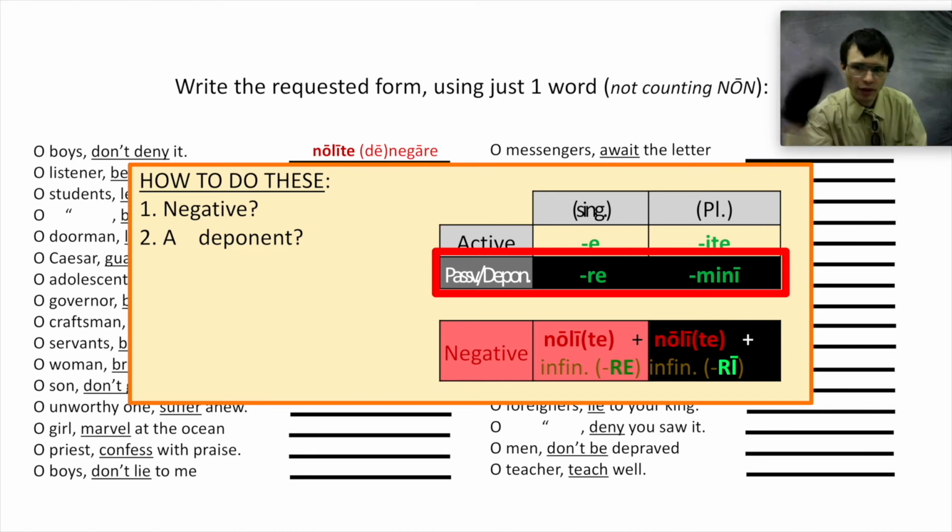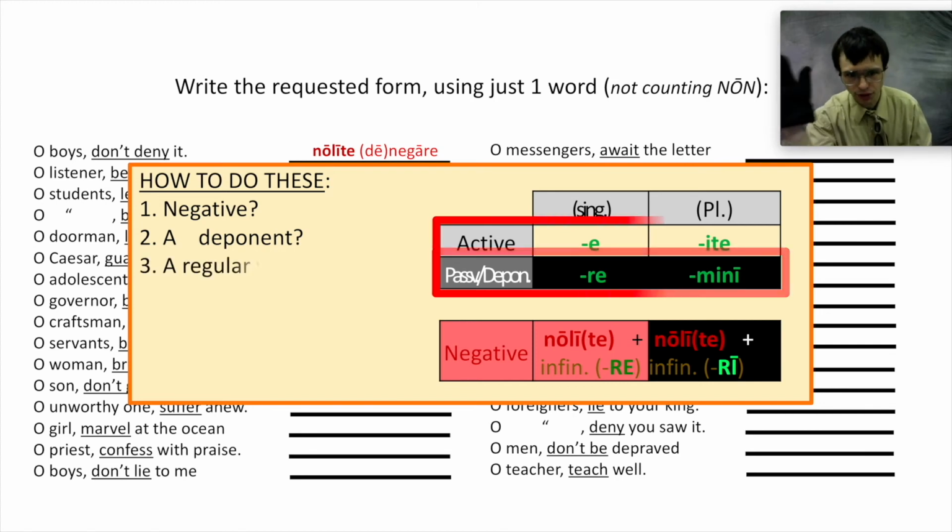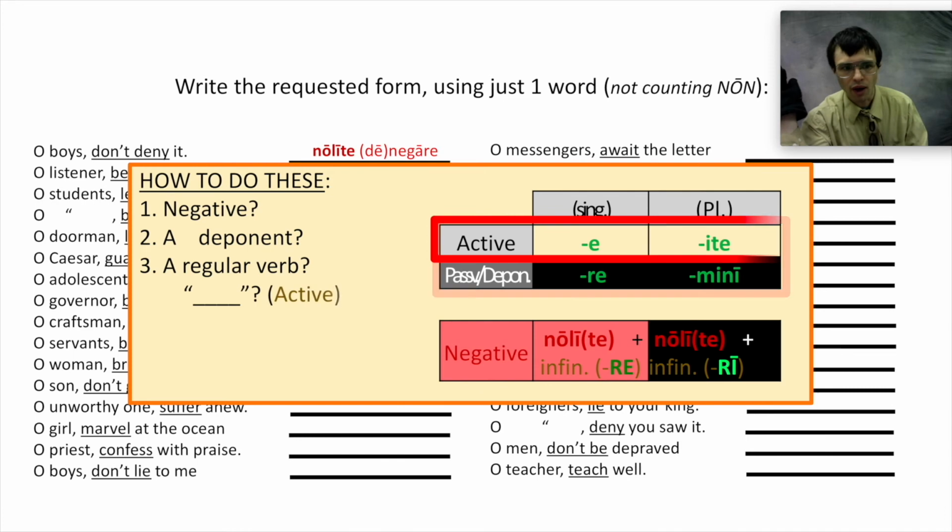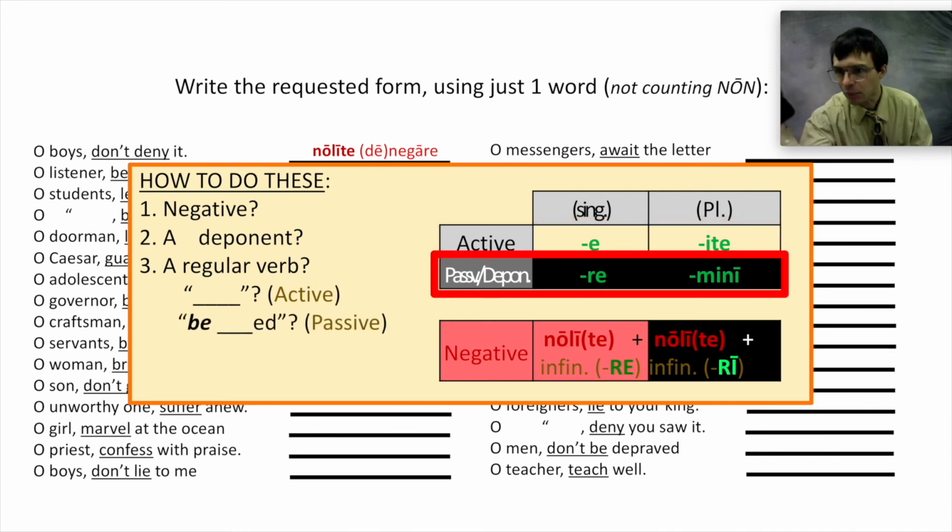But if it's not one of those, if it's just a regular old verb, then you're going to have to use one of these, the actives or the passives. So how do you know? Well, if it's just blank, then it's active. But if it's be blanked, then it's passive. All right. Of course, the one exception would be if the actual verb itself is be. Then in that case, be is not a sign of passiveness, but it is the actual active verb. Okay, but that's one little exception.